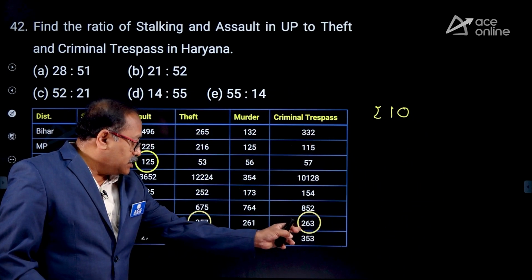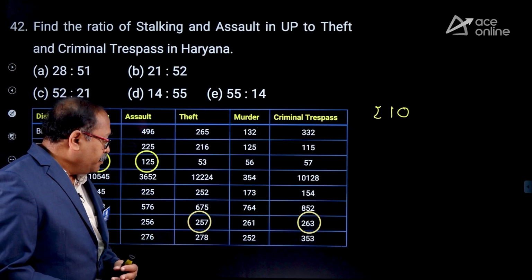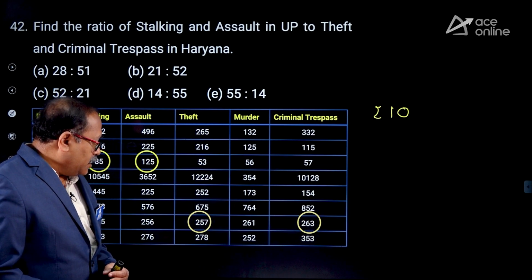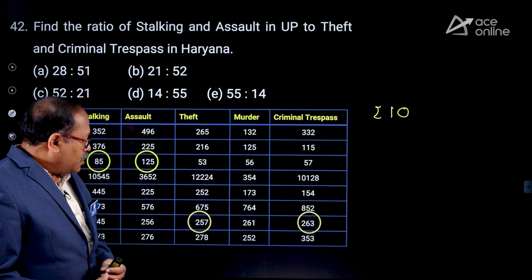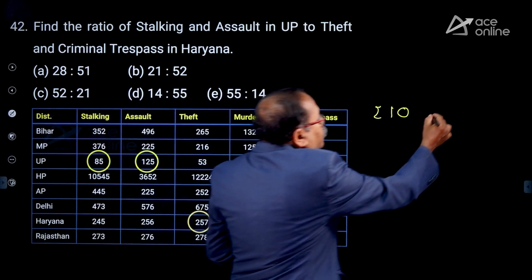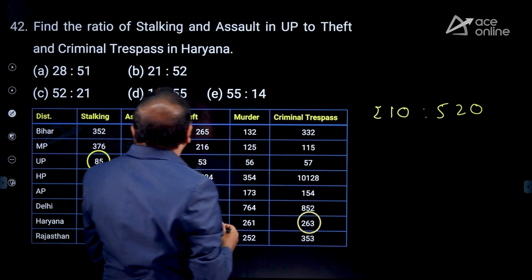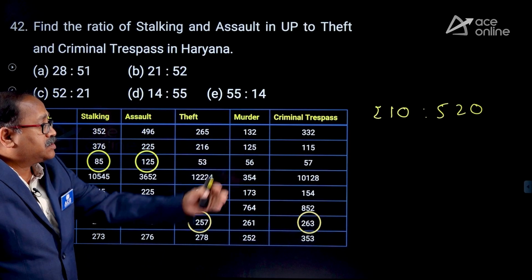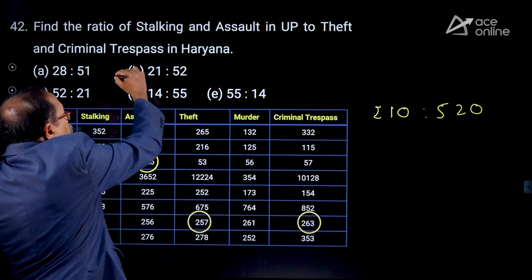What is the next one? The sum of this, 63 plus 57, gives us 120, and 120, and that is 520. You are asked to find the ratio of these two, and it is clearly visible: 21:52. It's there as an option, 21:52.